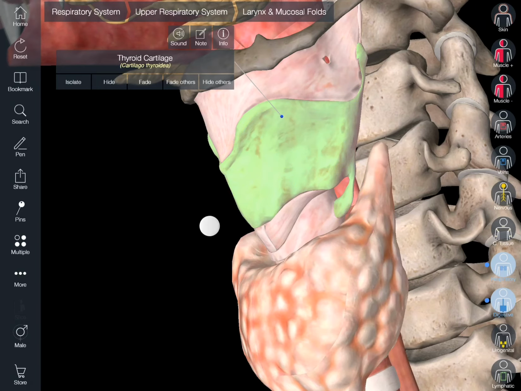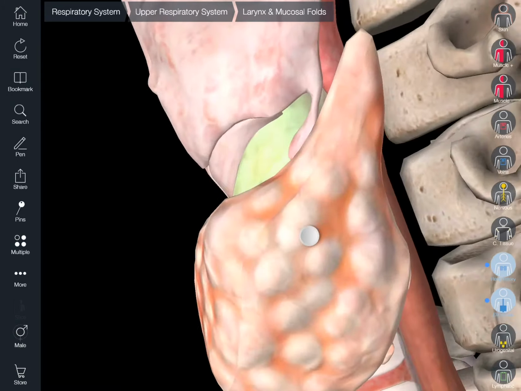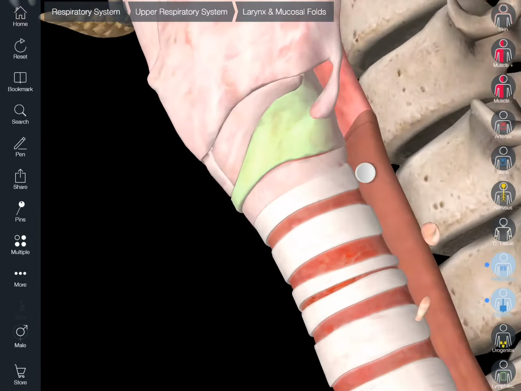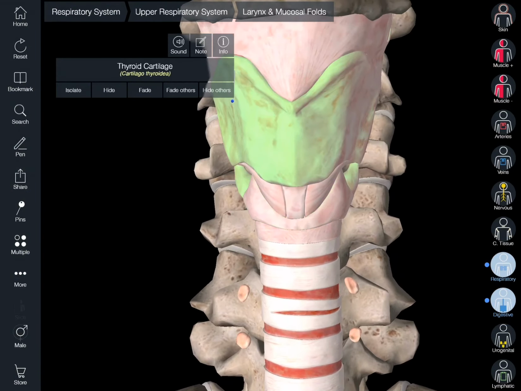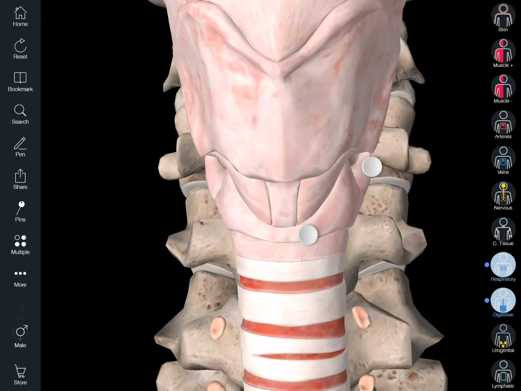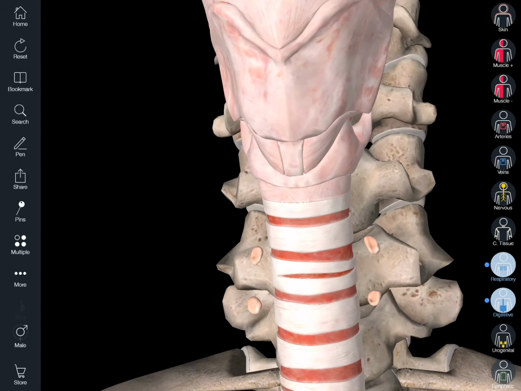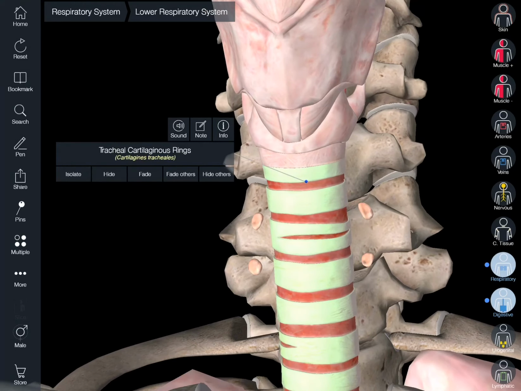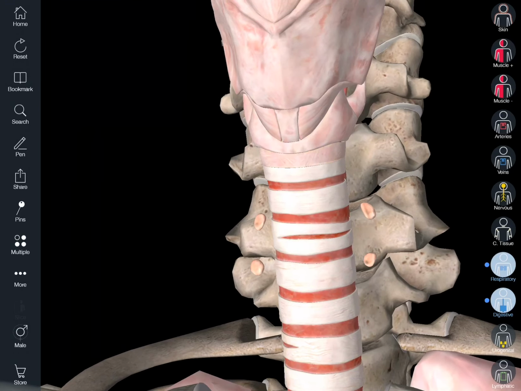Okay, and then we've got the cricoid cartilage. This is the cricoid cartilage. It's the only complete ring structure in the airway. Okay, so between the thyroid cartilage and the cricoid cartilage, we've got ligaments. So this is the median and lateral cricothyroid ligaments. Okay, and then these are the tracheal cartilaginous rings, and between the tracheal cartilaginous rings and the cricoid cartilage, we've got a ligament which is called the cricotracheal ligament. All right.